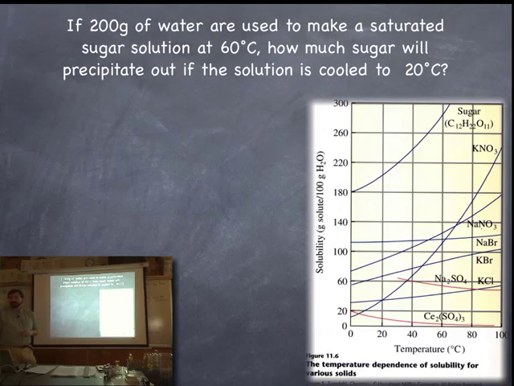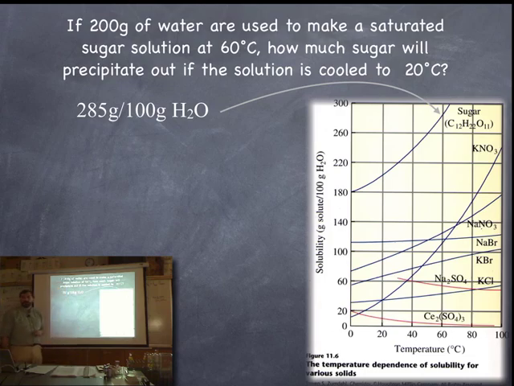Oh, 200 grams. Right, 200 grams of water. But we'll deal with the 200 in a sec. So what I would do is I'd look up at 60. And I would say, okay, that looks to me to be 285. Okay? I'd say 285 grams of sugar per 100 grams of water.